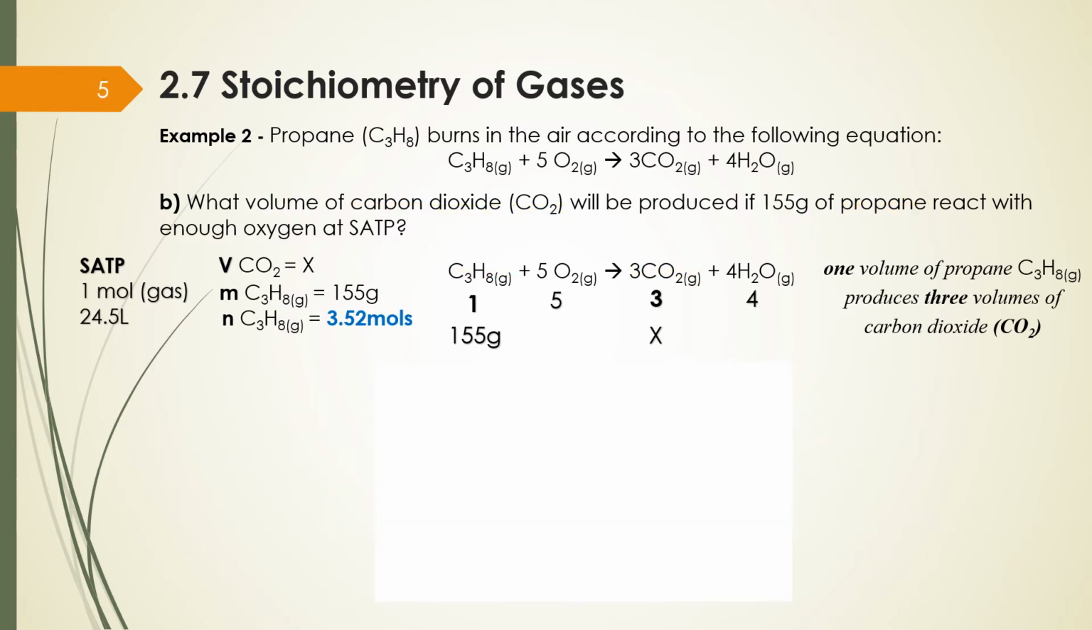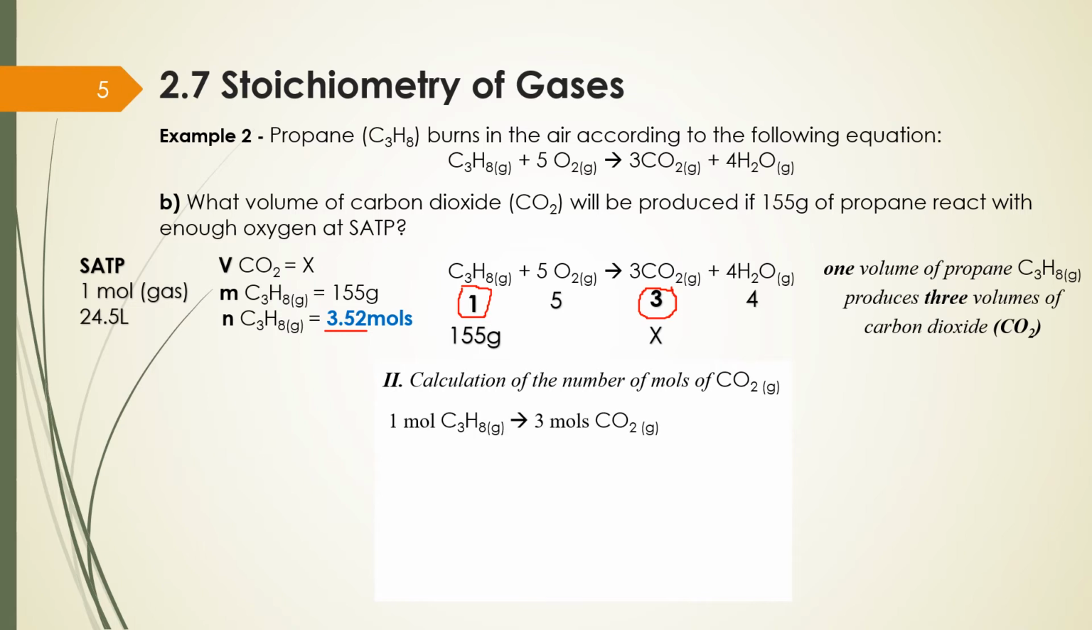Second step, I'm gonna calculate the number of moles of carbon dioxide. So now I know the proportion, so the ratio. If I have 1 mole of propane, I'm gonna have 3 moles of CO2. But in this case, I don't have just one, I have 3.52. So what do I need to do? Do the proportional. So 1 mole of propane to 3 moles of CO2.